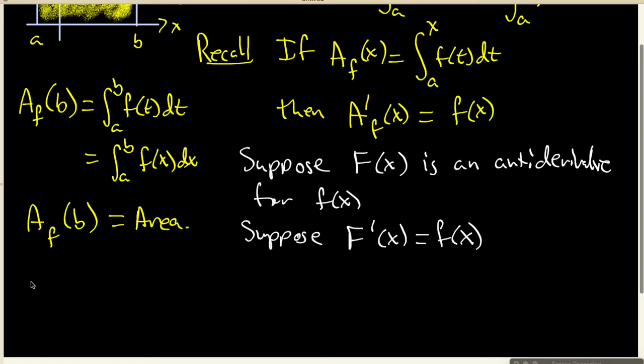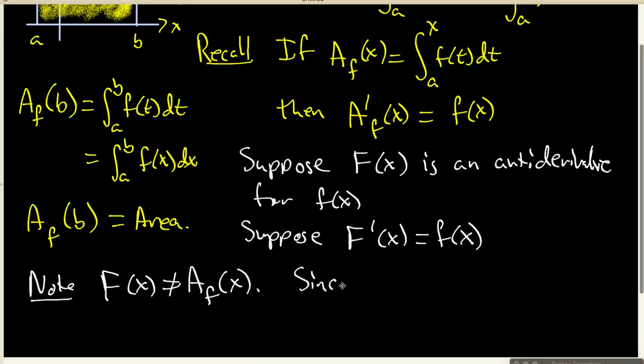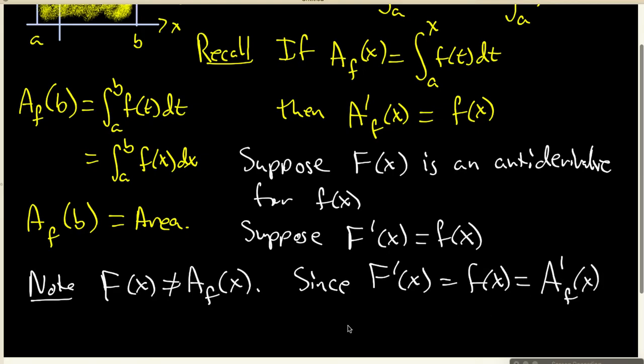Now it's important to realize that capital F may or may not be my area accumulation function. But I do know that since capital F prime is equal to little f and capital A prime is also equal to little f, that's enough. F is equal to A of x plus some constant.